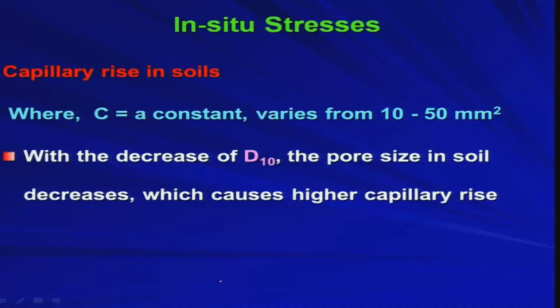Now, if D10 decreases, your pore size in the soil decreases, which causes higher capillary rise. The larger your pore size, the lower your capillary rise, or the other way, the lower your pore size, the higher will be the capillary rise. From the relation we have seen just now, HC is proportional to 1 by D, right. So, this is very, very important. If D10 increases, your pore size also increases, so capillary rise decreases.